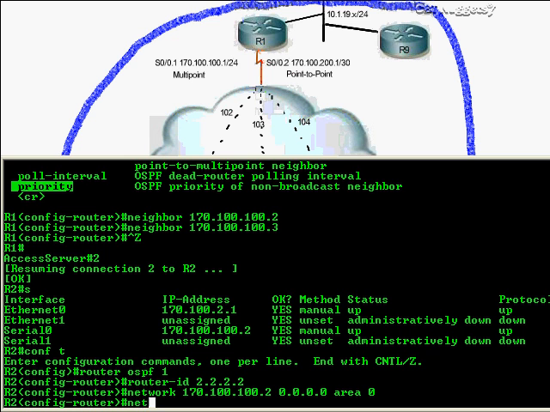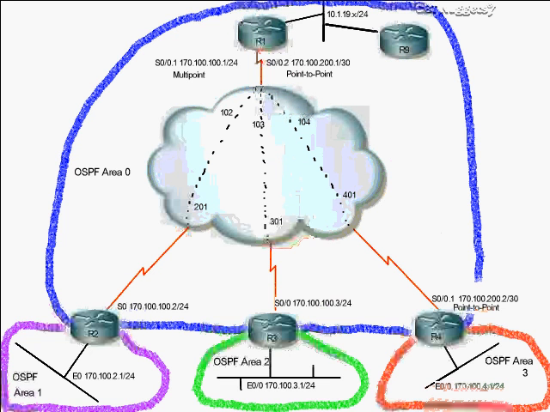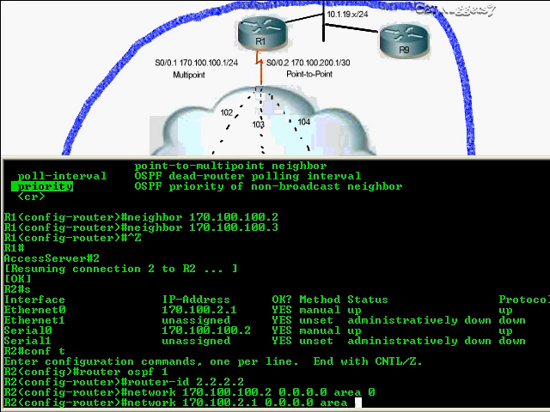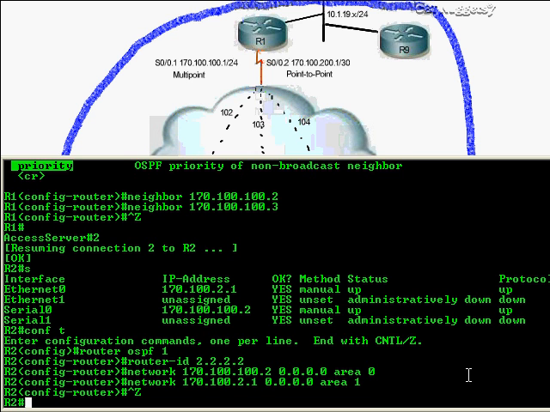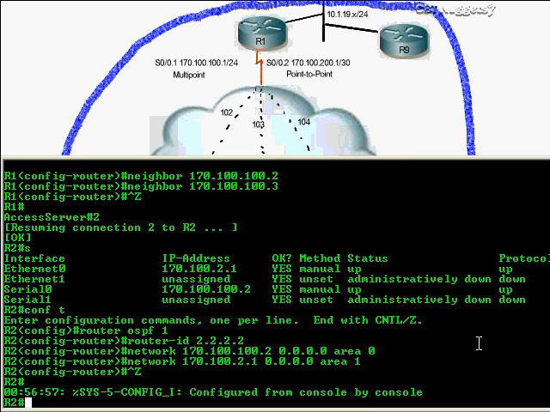Okay, network 170.100.2.1, that's the Ethernet interface, and that was, we're going to flash back, area 1. So we've got that configured. It's an area border router. Now here's something that a lot of people believe.